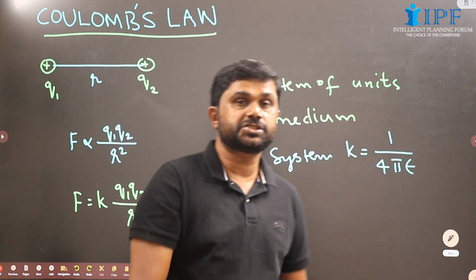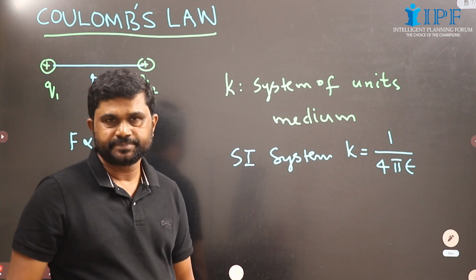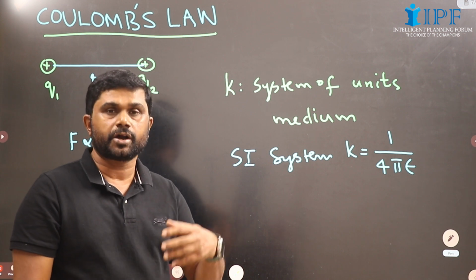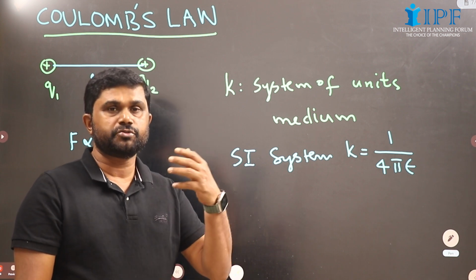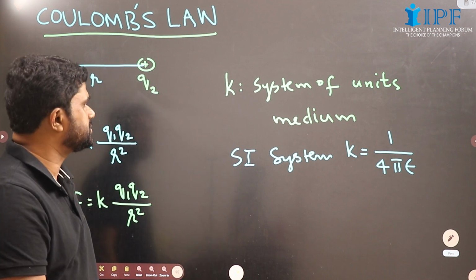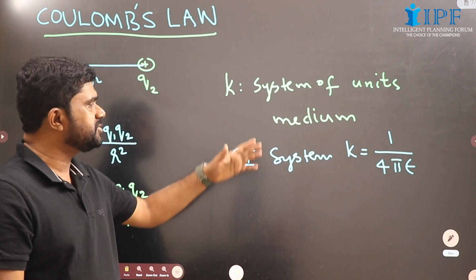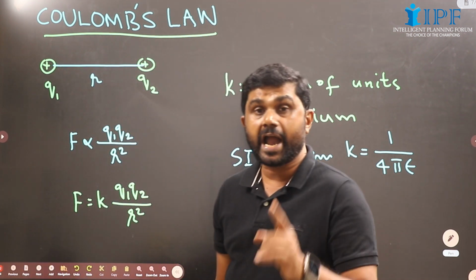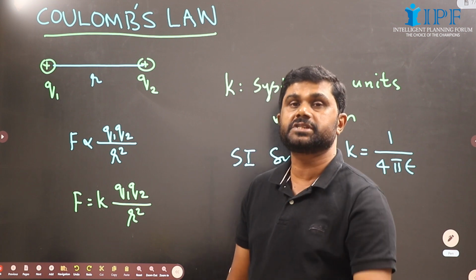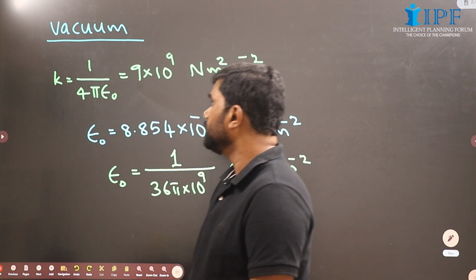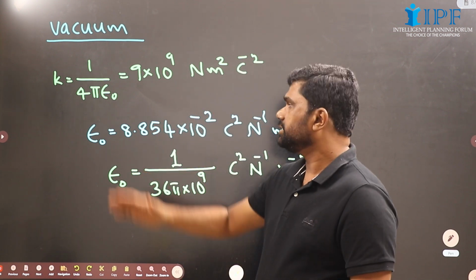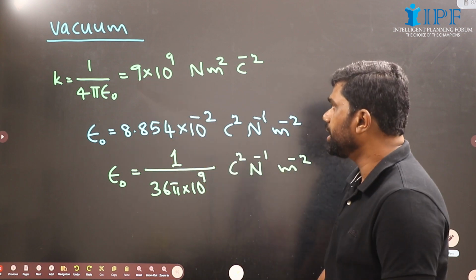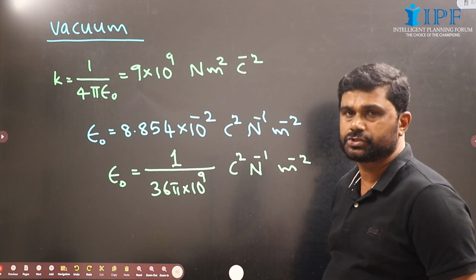The value of that constant of proportionality K depends on two factors: the medium in which the charges are kept, and also the system of units adopted, whether we are using SI unit or CGS unit or any other system of units. In the SI system, K is equal to 1 by 4 pi epsilon, and that epsilon is called the absolute permittivity of the medium in which the charges are kept. Suppose the charges are kept in vacuum, then K equals 1 by 4 pi epsilon 0, and its value is 9 into 10 raised to 9 Newton meter square Coulomb raised to minus 2.